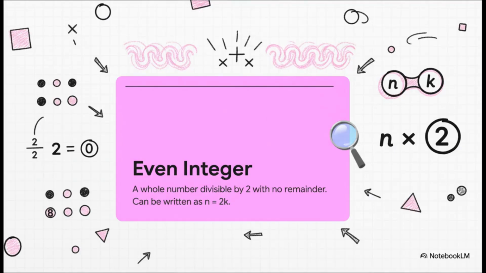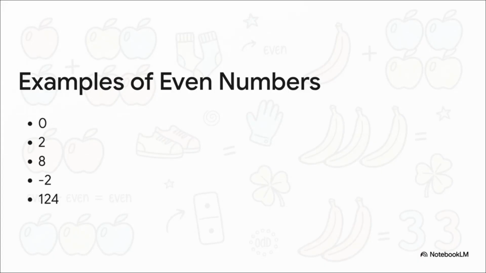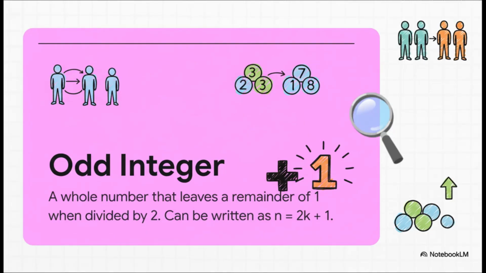So let's put a slightly more formal definition on it. An even integer is just any whole number that you can divide by 2 perfectly. No leftovers, no remainder. That formula, n equals 2k, all that means is you can get any even number just by taking some other whole number, k, and multiplying it by 2. That's it. And this works for all sorts of numbers. You know, the obvious ones like 2 and 8, bigger ones like 124, and yep, even negative numbers like -10. And what about 0? Since you can divide 0 by 2 and get 0 with no remainder, it is definitely on team even.